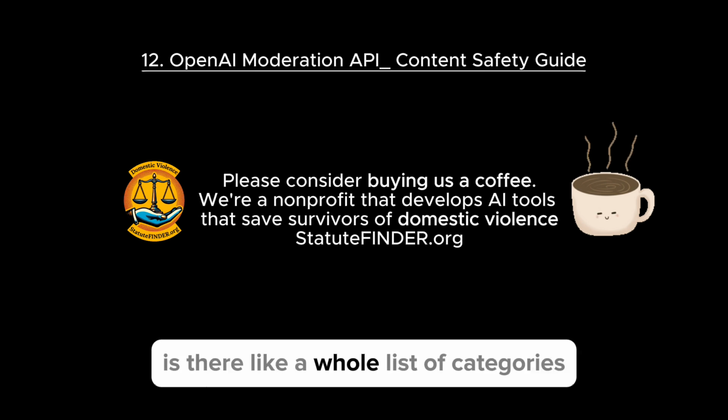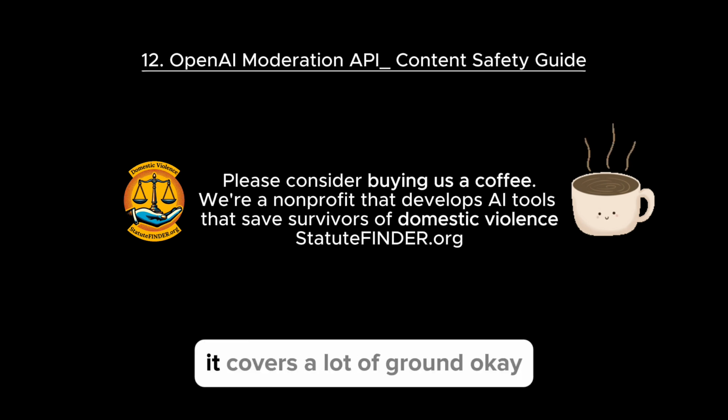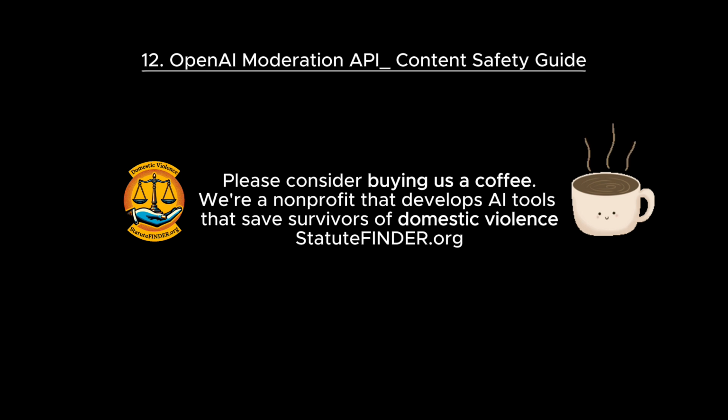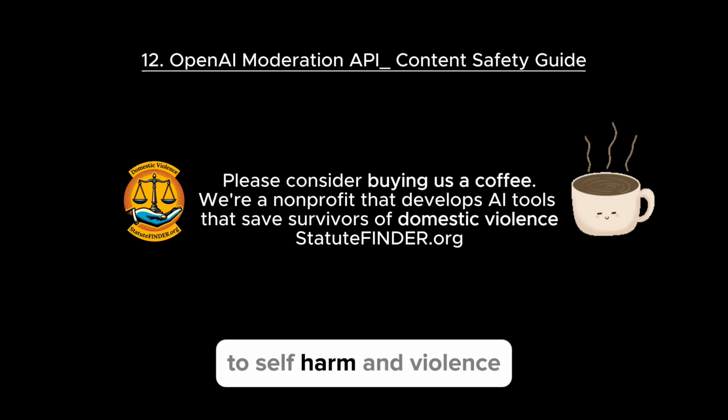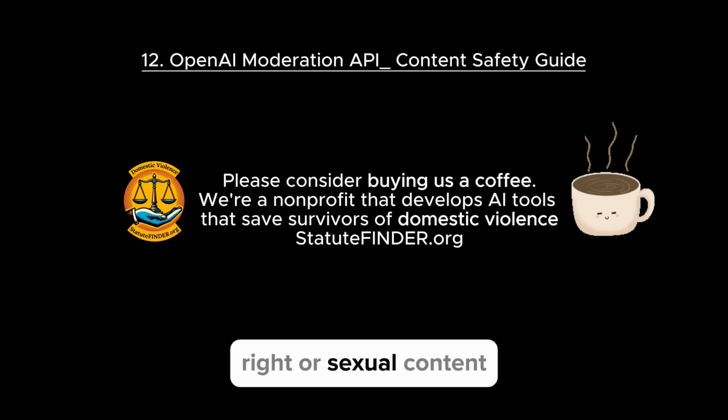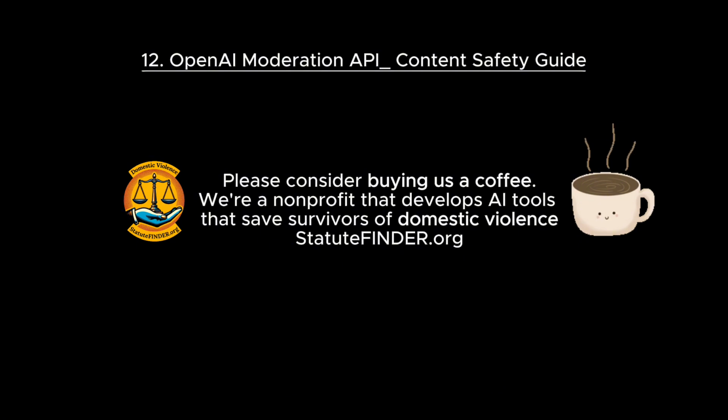Is there a whole list of categories? There is, yeah. It covers a lot of ground. Everything from harassment and hate speech to self-harm and violence. It can even flag things like content that's promoting illegal activities or sexual content. That's a lot.